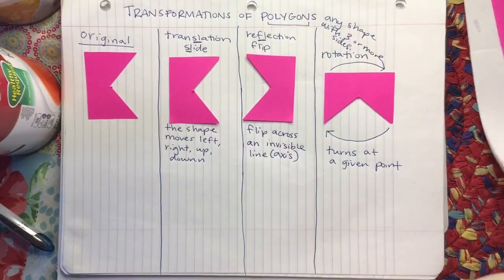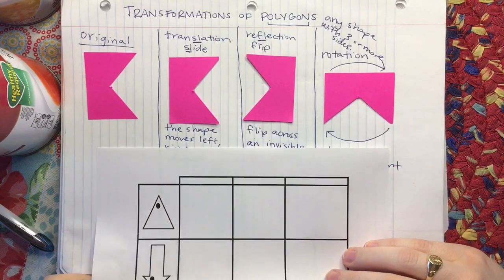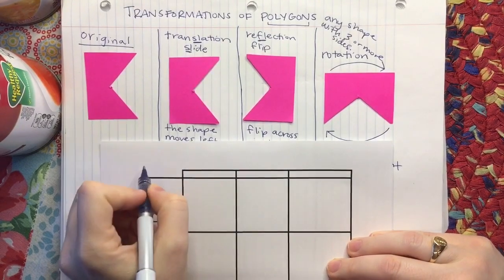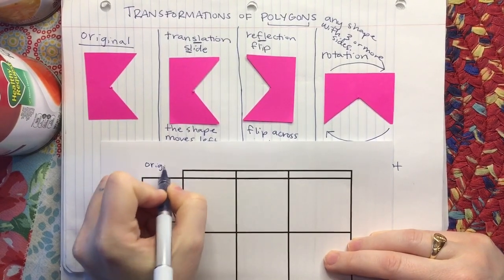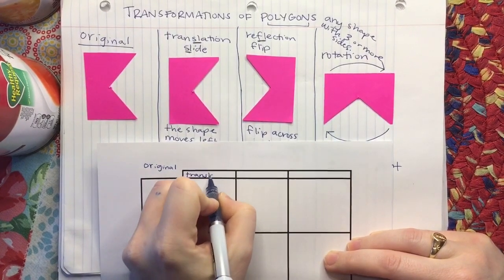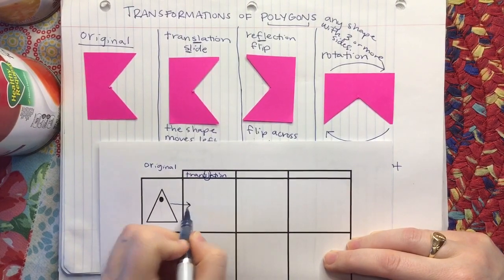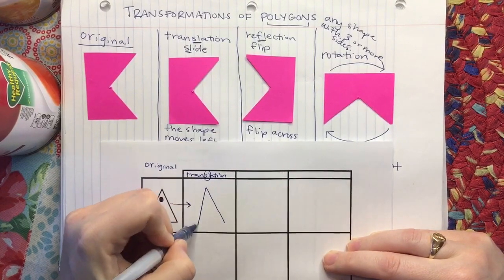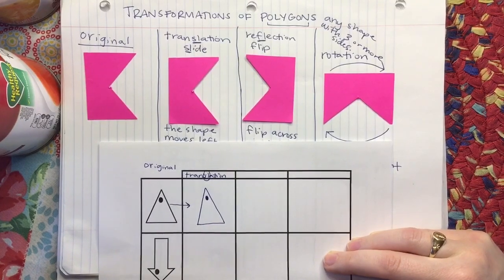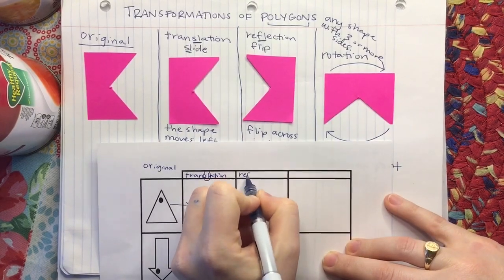All right, so now let's practice a couple together. So my first shape is a triangle, and the dot right here is just telling me which way that it's oriented. Okay, so these are going to be my originals. So the first one I'm going to do is a translation, and translation means slide. So I'm simply going to slide my shape over into this box. So it's still going to be in the same direction. My marker is going to be in the same spot. It's just moved over.